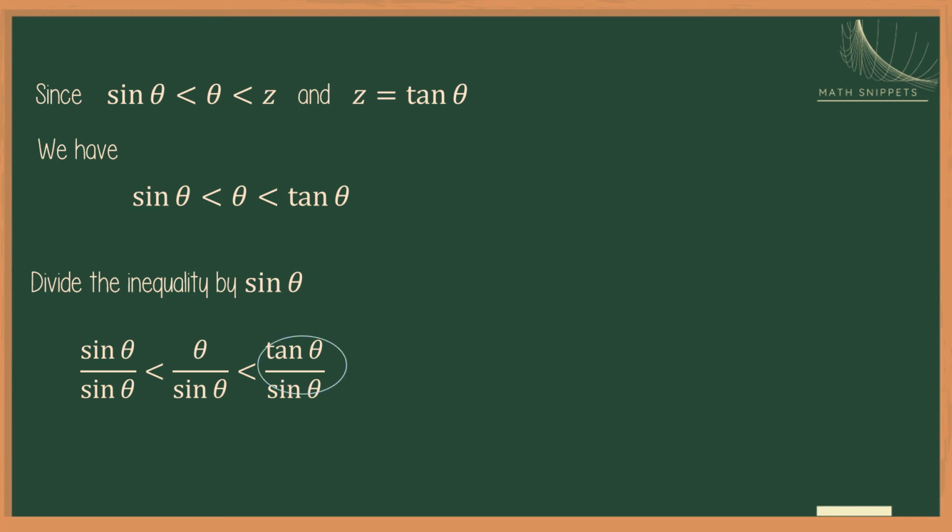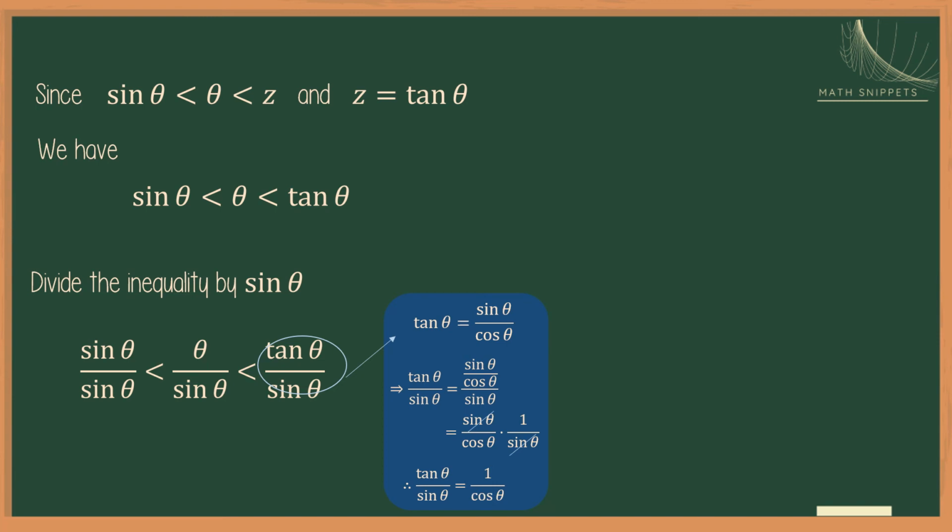Okay, now let's work on tangent theta over sine theta. Tangent theta is sine theta over cosine theta. So when we divide it by sine theta, what will we get? We will get 1, we cancel sine theta, so we'll get tangent theta over sine theta equal to 1 over cosine theta. So we have 1 less than or equal to theta over sine theta less than 1 over cosine theta.